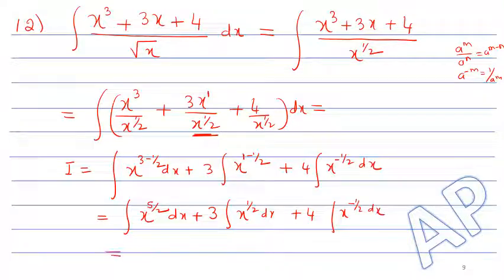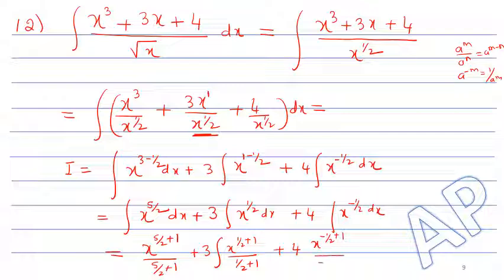Now let me integrate term by term, that is x to the power of 5 by 2 plus 1 by 5 by 2 plus 1, plus 3 into integral x to the power of half plus 1 by half plus 1, which is 3 by 2, plus 4 into x to the power of minus 1 by 2 plus 1 by minus 1 by 2 plus 1, plus c. So we can write the final answer by simplification. 5 by 2 plus 1 here, 5 by 2 plus 1 is 7 by 2.